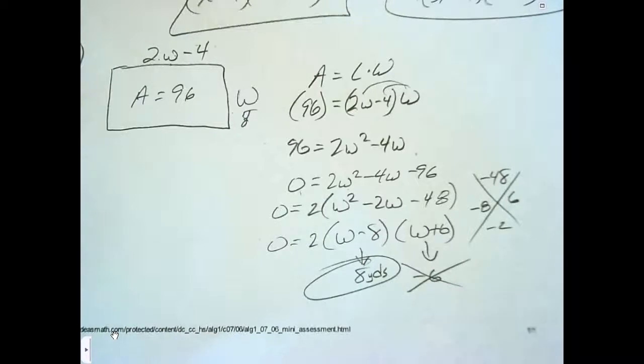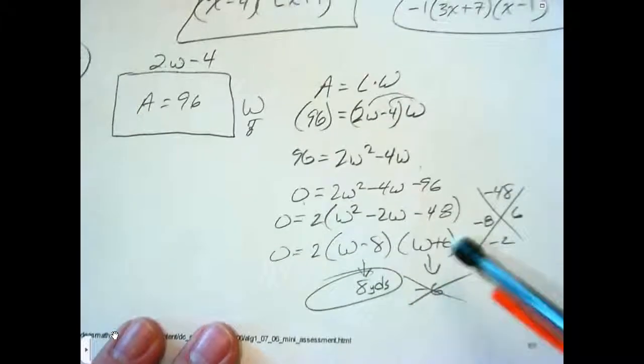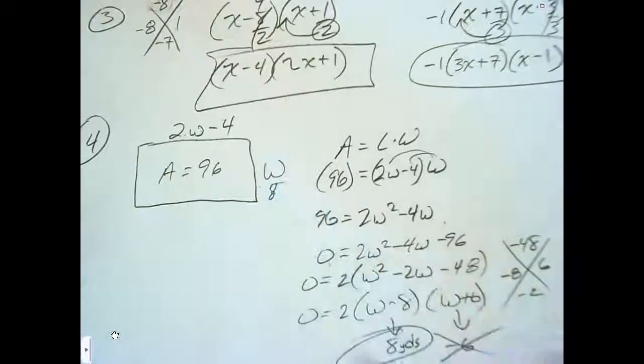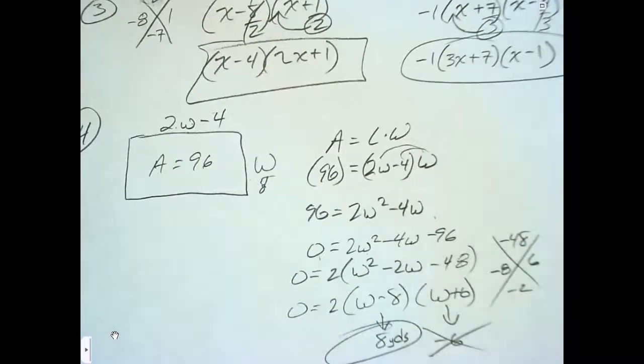Because you can't have a negative length. Yeah. Good question. Negative 6 won't work because you can't have a negative distance there. Okay. Questions?